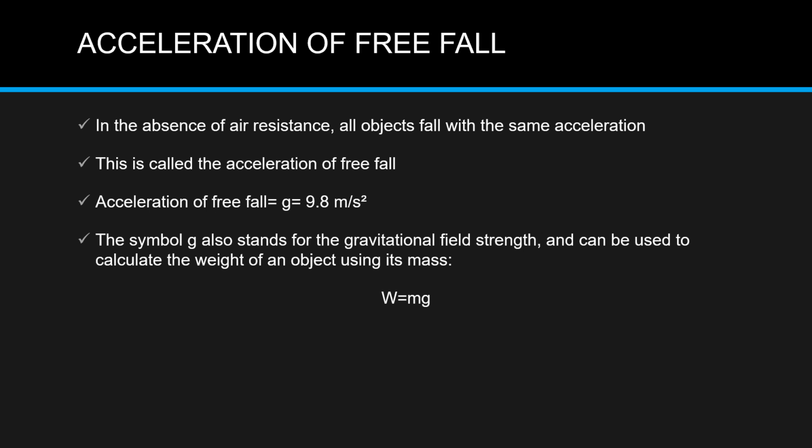Now we can use the symbol g, which is your gravitational field strength, and we can use it to calculate the weight of an object using its mass. So let's say something's mass is 70 kg. When you multiply it with 9.8, we will get the weight of the object.